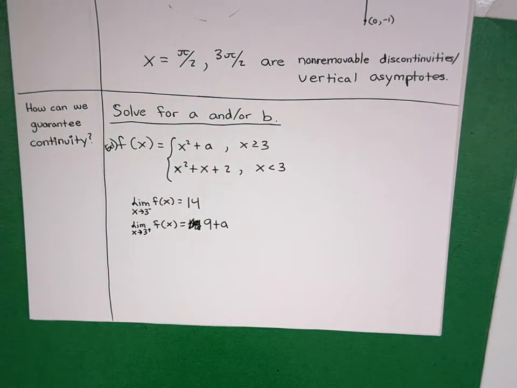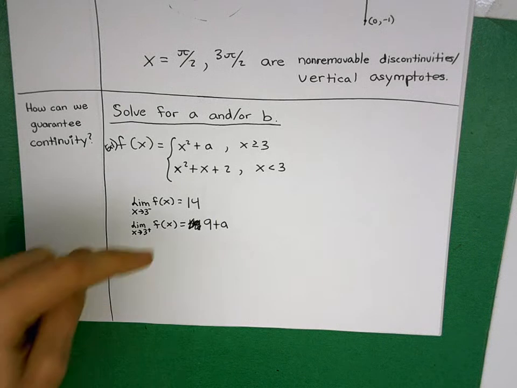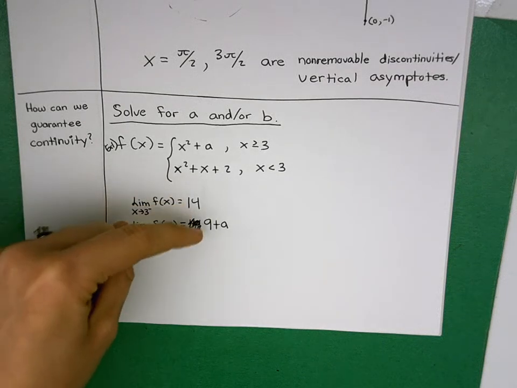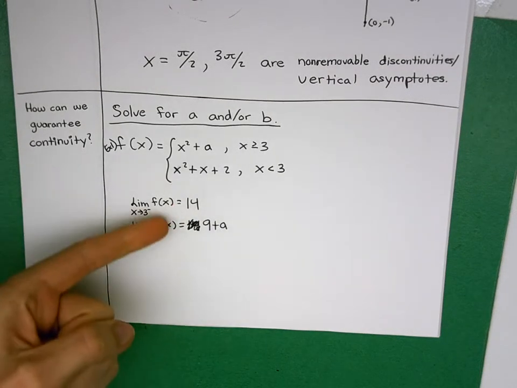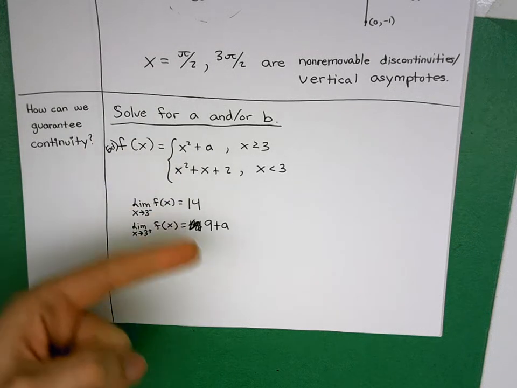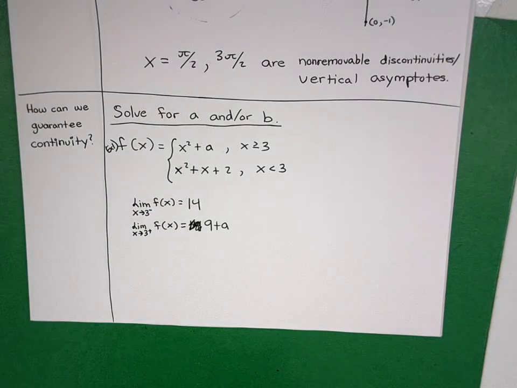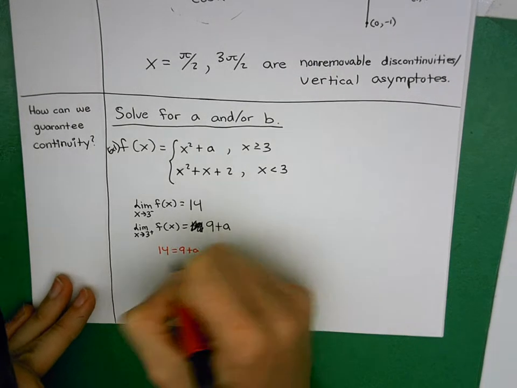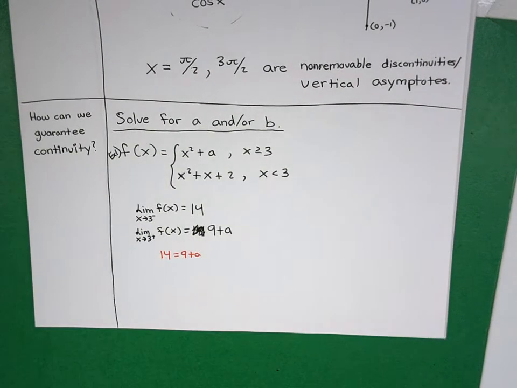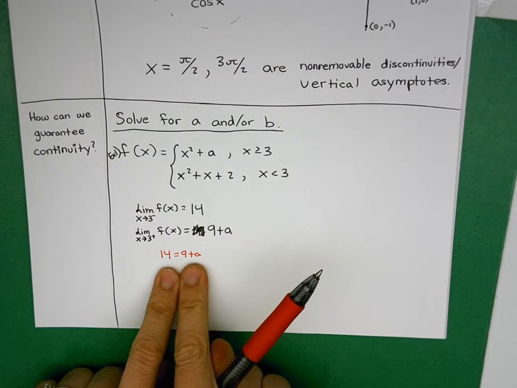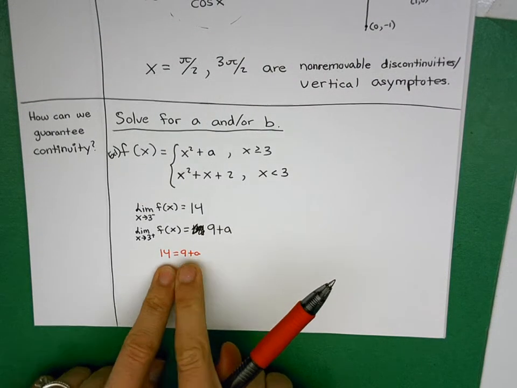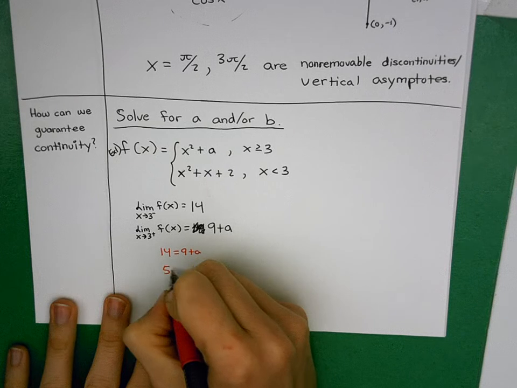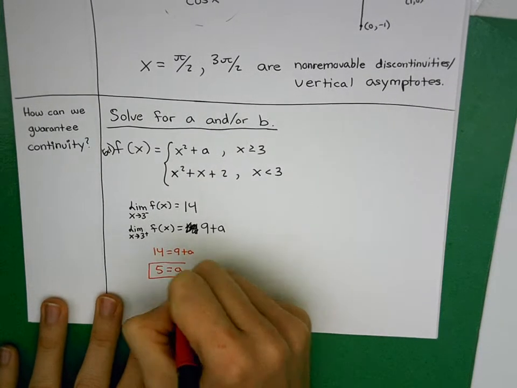The reason this second criteria helps me solve the problem is that it says the limit has to exist, and for the limit to exist, 14 has to equal 9 plus a. If they do not equal, the limit doesn't exist because the two sides don't agree. And so I can set 14 equals 9 plus a, because they have to be equal in order to guarantee continuity. That helps me figure out what a is. If I subtract the 9 over, I can see that a is 5.